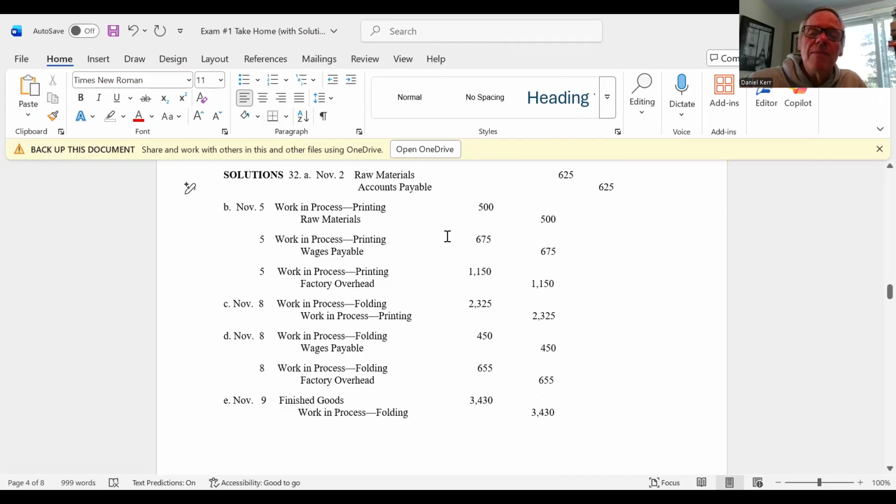So a couple of you had recaps of your costs, which were good. But that was not what I asked for. I asked for the actual journal entries. So these are the actual journal entries.